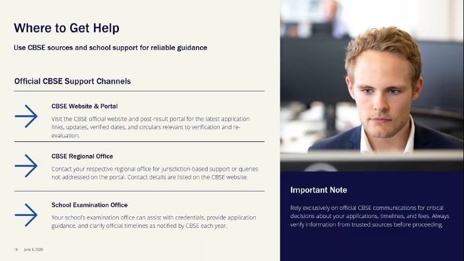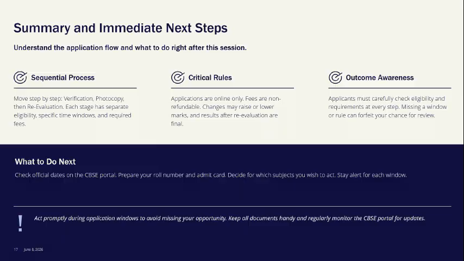If you need assistance, rely only on official sources. CBSE official website, application links, circulars, notifications, deadlines, CBSE regional offices for jurisdiction-specific support, and the school examination office. For help with credentials and procedural guidance, always verify information from official CBSE channels before making any decision.